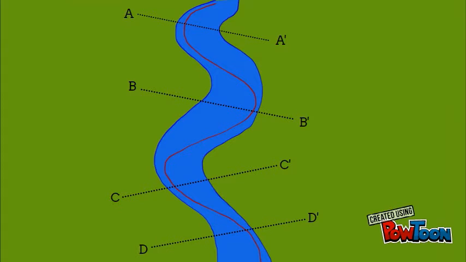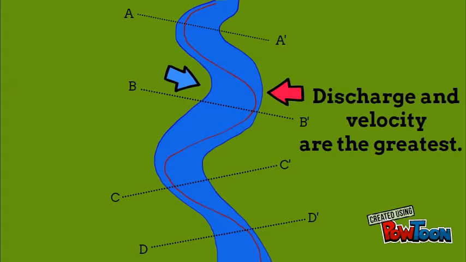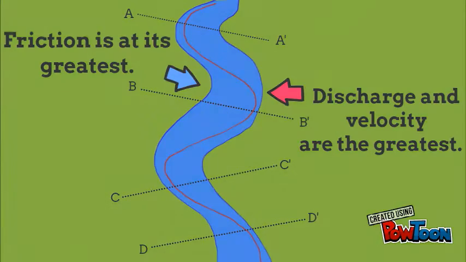Meandering rivers have an asymmetrical cross-section due to erosion on the outside bend, where discharge and velocity are the greatest and friction is at its minimum, and deposition on the inside, where discharge and velocity are at their minimum and friction is at its greatest.